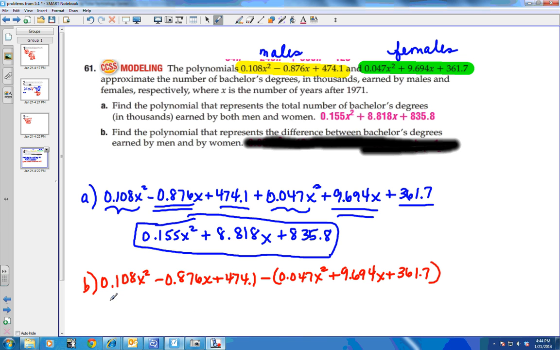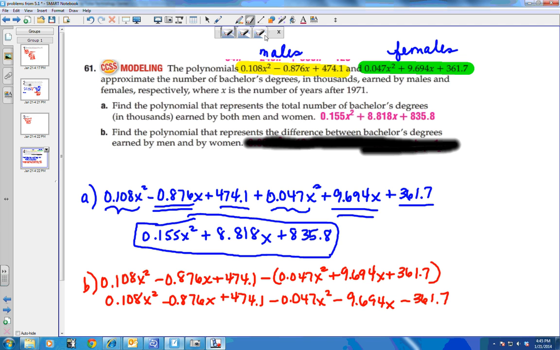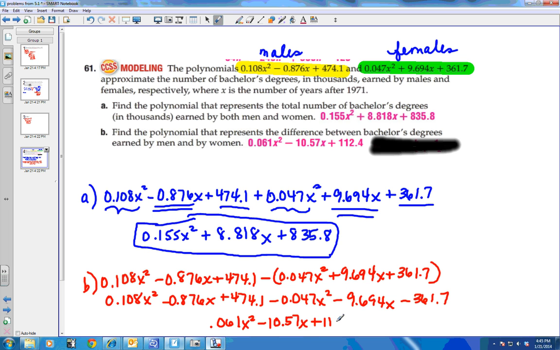So when you add or subtract these numbers, you have to make sure that you distribute that negative sign out in front. So it's going to be minus 0.047x squared minus 9.694x minus 361.7. And when you add your like terms together, you're going to get that as your answer. So 0.061x squared minus 10.57x plus 112.4.